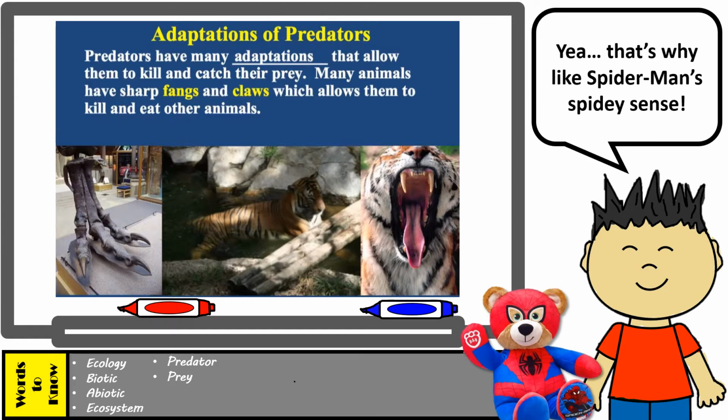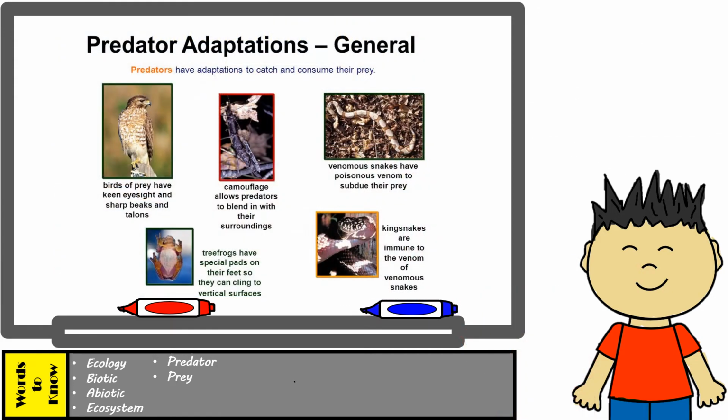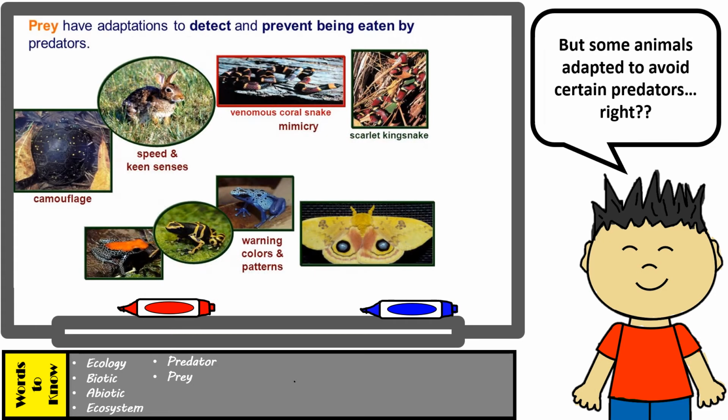I guess if that helps you remember it. Anyways, it's like how eagles have great eyesight or how bears have a great sense of smell, and there's even some animals that can detect heat or vibrations. Now, all of these help them be better predators.